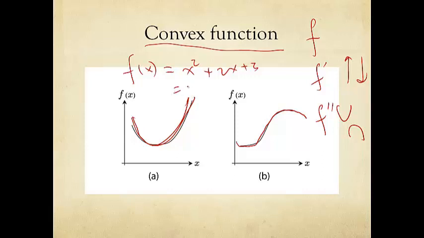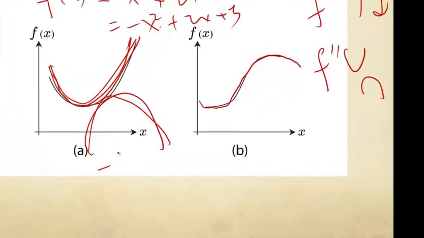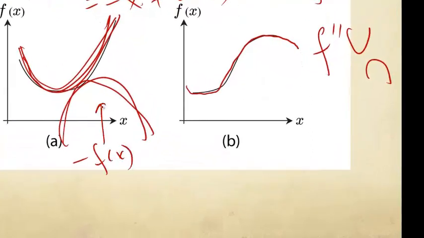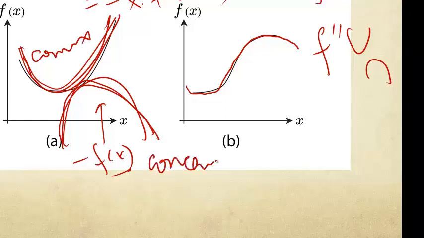Or another function, minus x squared plus 2x plus 3. If you plot it, it curves downward. Both are quadratic functions. One is convex, the other is not. In fact, if you flip it, minus f of x for this function is convex. We call a function whose negative is convex a concave function. So this is a convex function. This is a concave function.